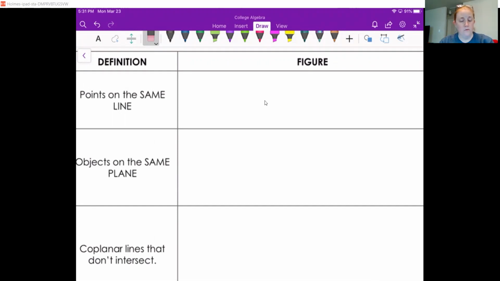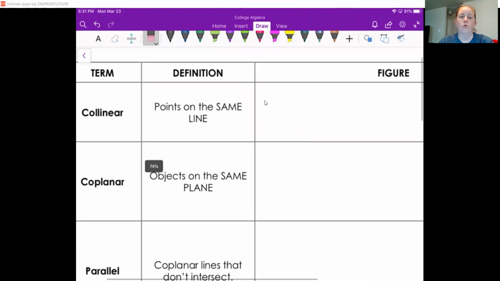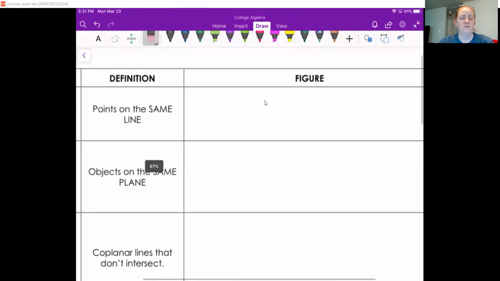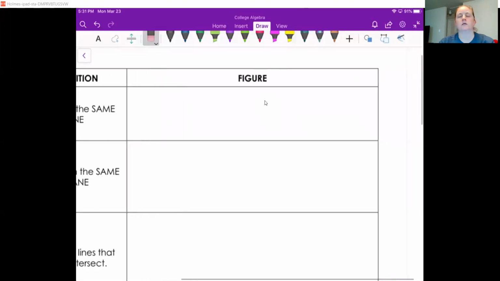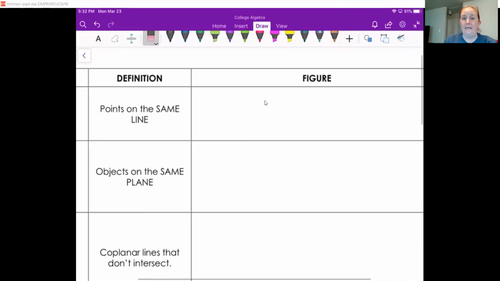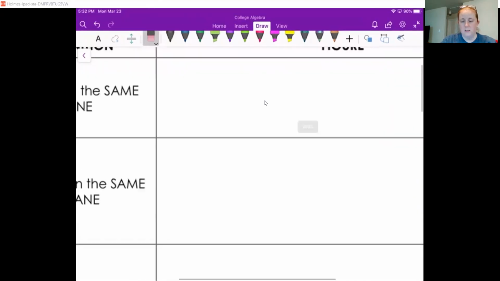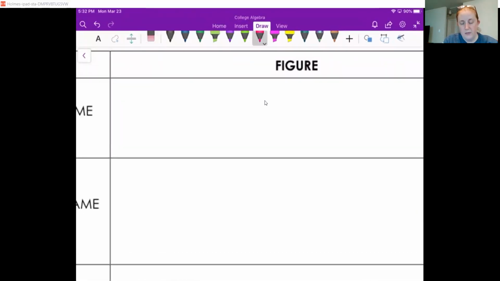So looking at our first term for part 2, we have the word collinear. Think about if you're on a team and you have co-captains, that's more than one person being part of a captain. There's more than one. Similar idea for collinear: there's more than one point on a line. Points on the same line, like the definition says. So the big thing here is that collinear means your points must line up.